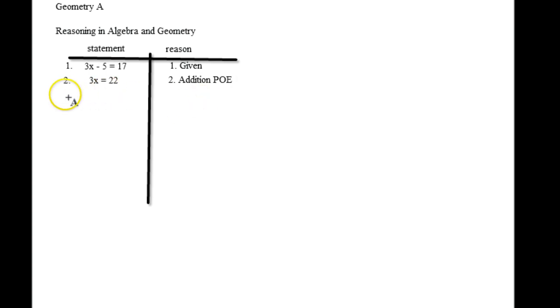And then step number 3, we're going to divide both sides by 3, and we get x equals 22 over 3. So we finished off and we go, oh, we're done. No, we still need a reason. Now the reason why we could do it is the same as the one before. It's going to be a property of equality, but it's division. If you divide one side, you can divide the other by the same thing.